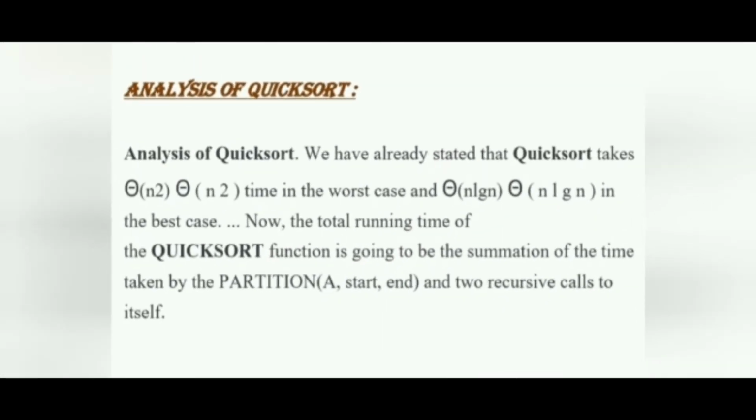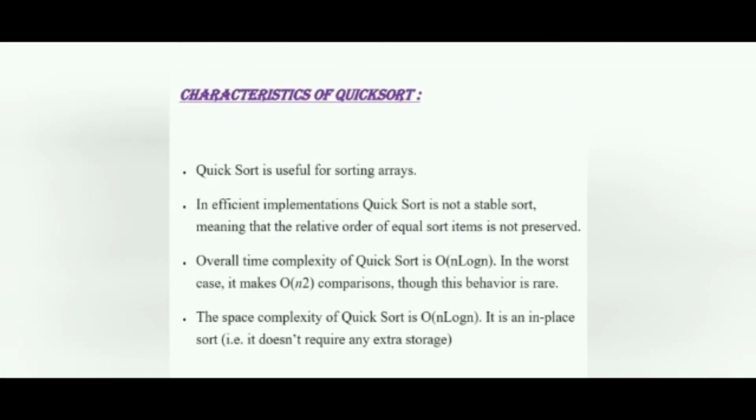Now, analysis of quicksort. The total running time of the quicksort function is going to be the summation of the time taken by the partition and two recursive calls to itself. Characteristics of quicksort. Quicksort is useful for sorting arrays. The space complexity of quicksort is n log n.